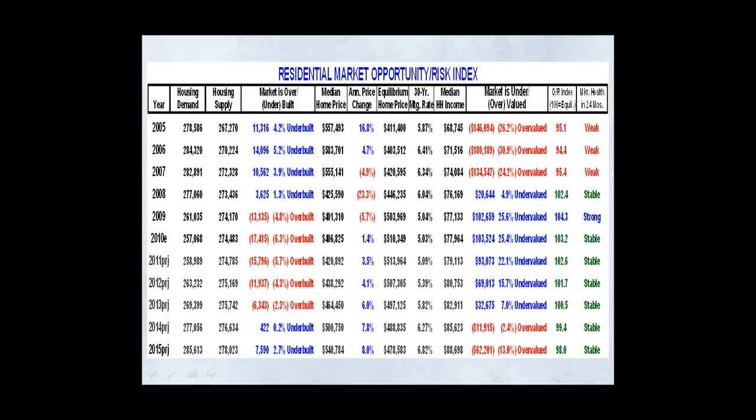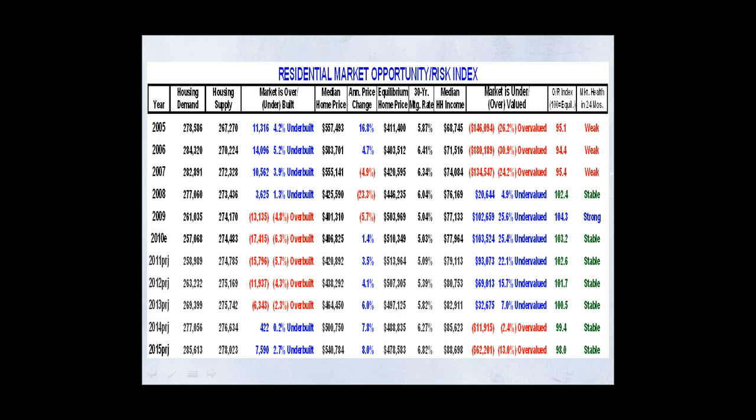Here's our residential opportunity risk index. Housing demand on the far left we've talked about, ties very closely to employment. You can see the demand numbers that are down in the last 4 or 5 years as we've lost jobs, as this recession has taken hold, and even as it ended, when it's failed to produce jobs in any meaningful number. That leaves weak demand, lower demand for housing than supply levels.